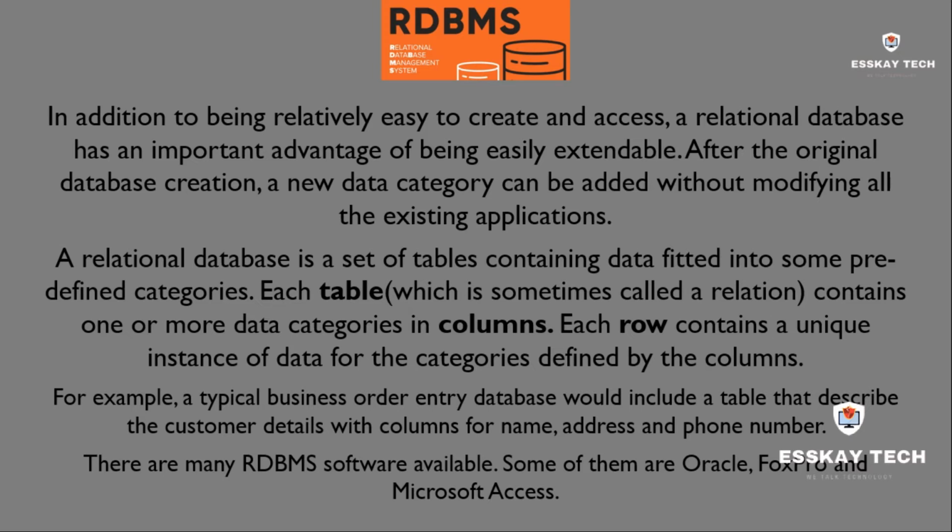Okay, so a relational database is a set of tables that contain data fitted in some predefined categories, and each data is stored in a table, which is also called a relation, as I've already told you. And data is stored in one or more data categories, and those data categories are called columns, because every table needs to have columns and rows. So the column is the category, and the row is the place where we see the data being stored for different categories defined by columns. So there are rows and columns.